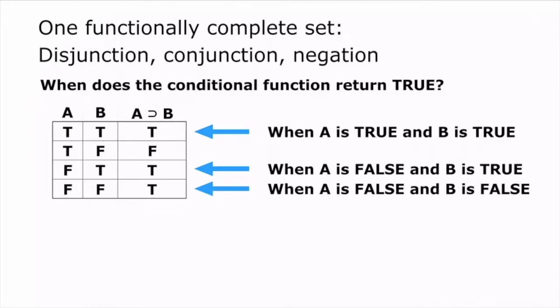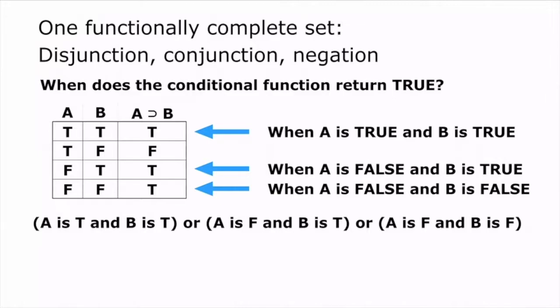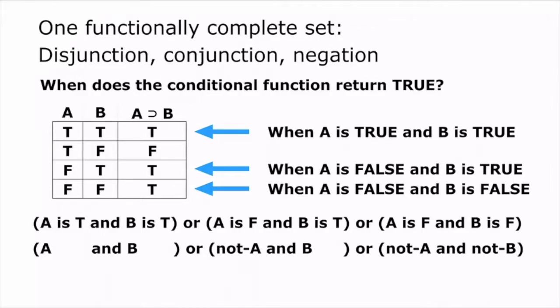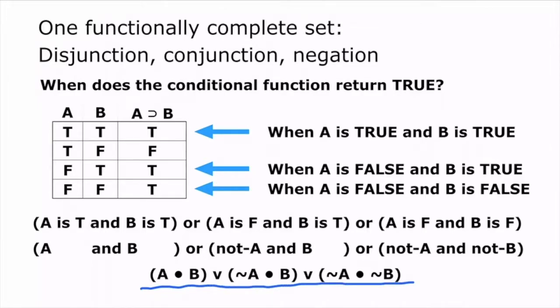Well, look, we can re-express this as A is true and B is true, or A is false and B is true, or A is false and B is false. These are the conditions where conditional outputs true. And just A and B, so I'm turning false into negation and just getting rid of true. So we can re-express this as A and B, or not A and B, or not A and not B, which is then just this. So the conditional function really can be re-expressed as this: A and B, or not A and B, or not A and not B.